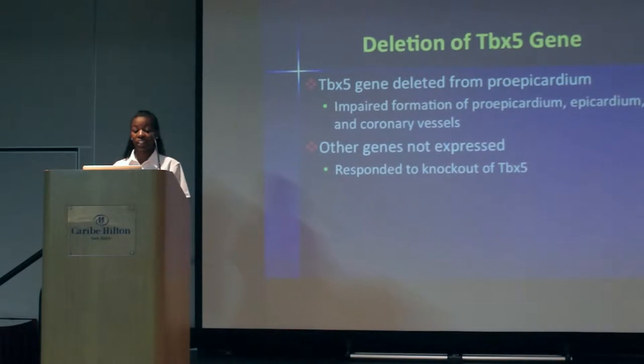In a recent experiment done by my mentor, the lab of Dr. Hatcher studied embryonic transgenic mice in which the TBX5 gene had been deleted from the proepicardium. The results showed that these mice had impaired formation in the proepicardium, the epicardium, and the coronary vessels, as all of these layers failed to develop properly.